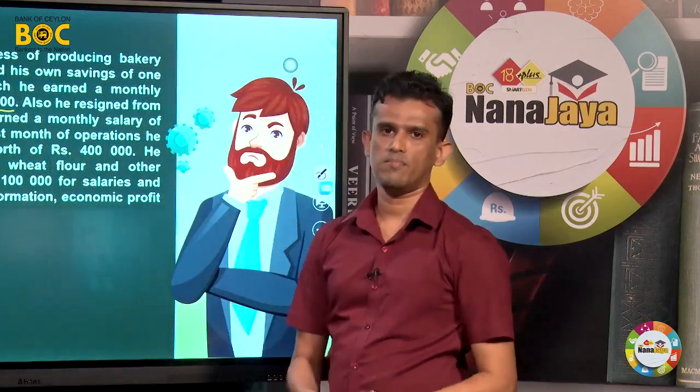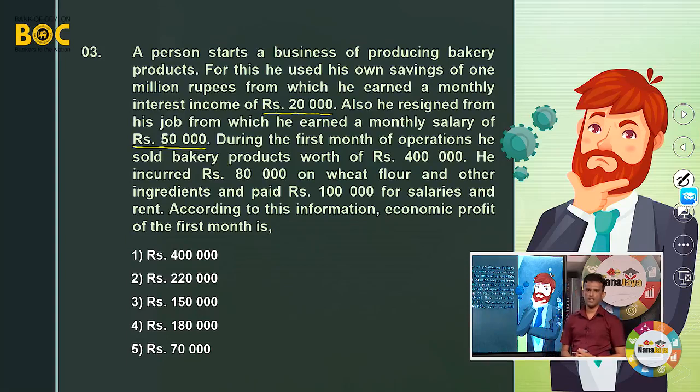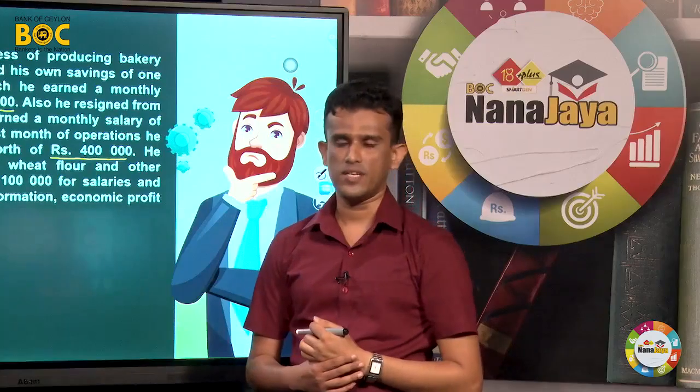which is another implicit cost of this respective production activity. During the first month of operations, he sold bakery products worth rupees 400,000. So the total revenue of this production activity is how much? It is 400,000 rupees, the monthly revenue.